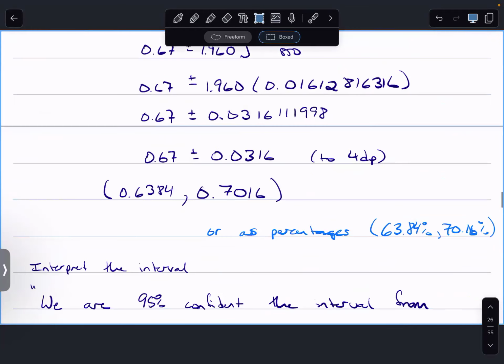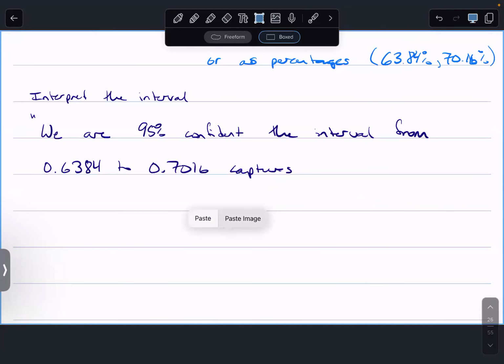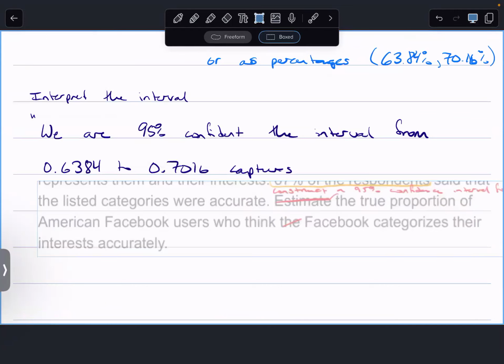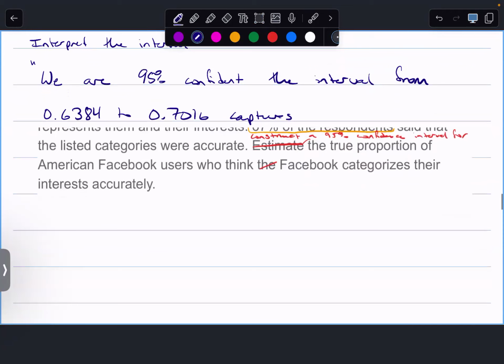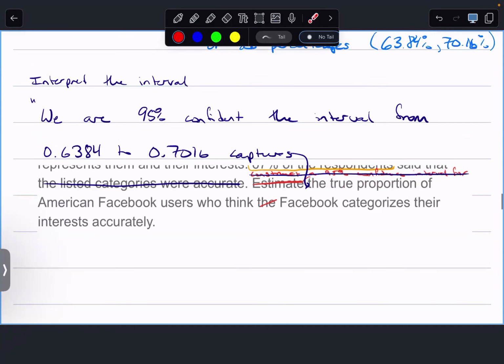So now, and maybe I'll snag this whole thing. Copy. Captures. And then it's just a copy paste scenario. Captures the true proportion of American Facebook users who think Facebook categorizes their interests accurately. Sounds fancy, but you're just kind of copying and pasting at that point. Right. Awesome.